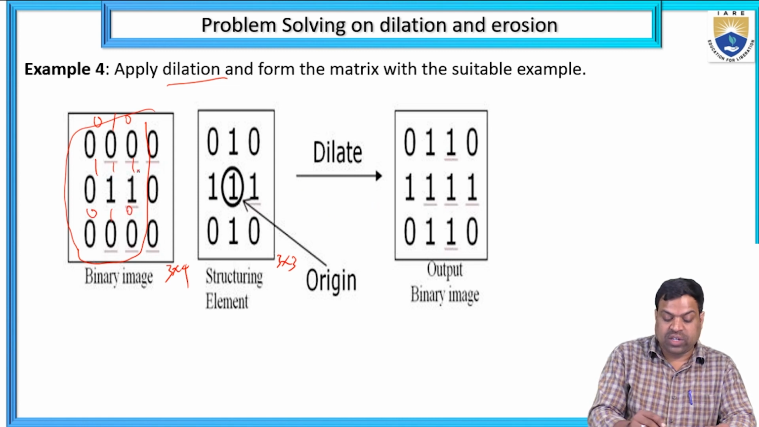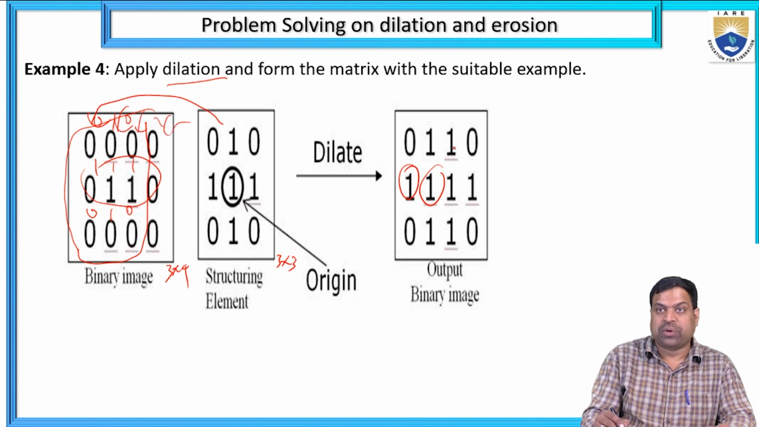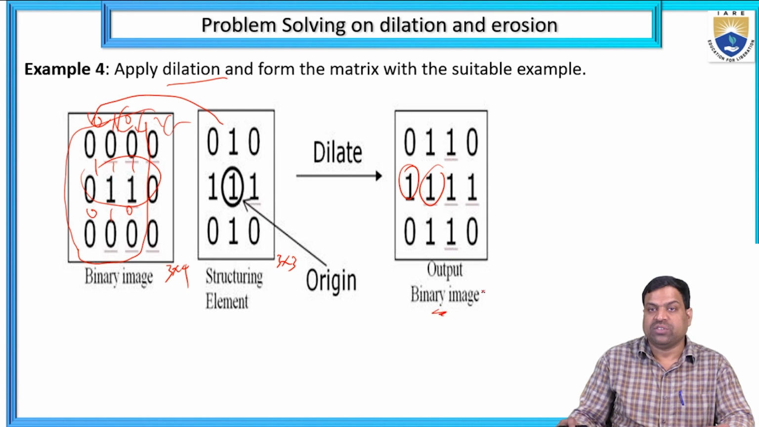Is it mapped? Is it partially mapped? If it is partially mapped, then it is keeping as a 1. Where it is keeping? This 3 by 3 I am keeping here, here, here and here. So how many mapped? Then 1. If not mapped means 0. So that is the output binary image.